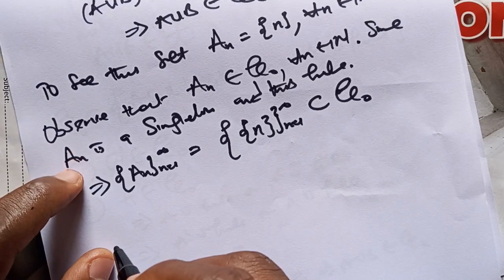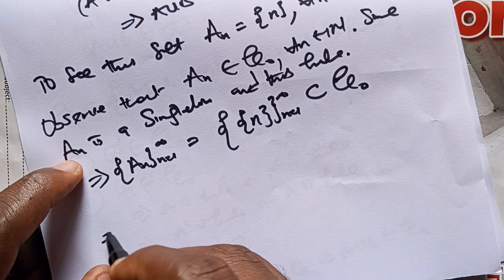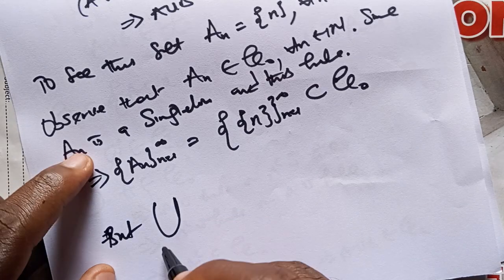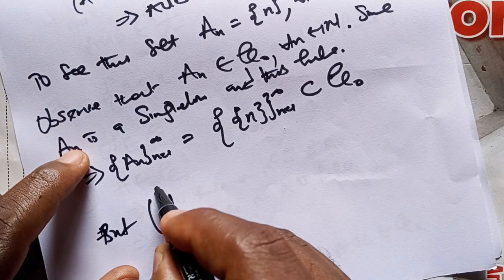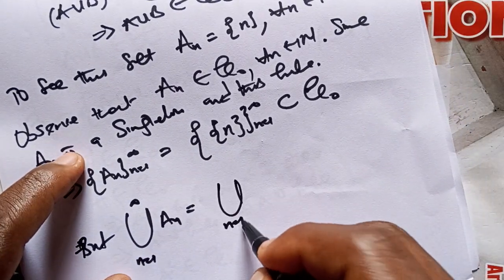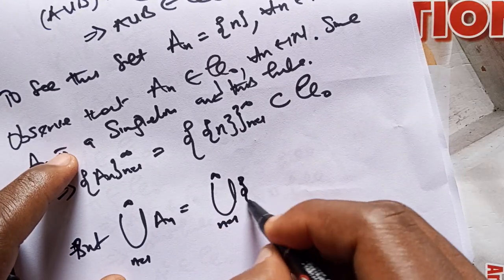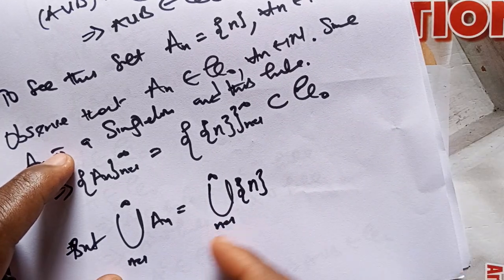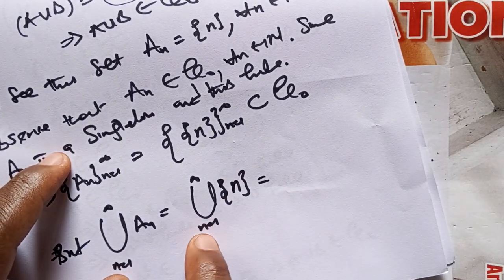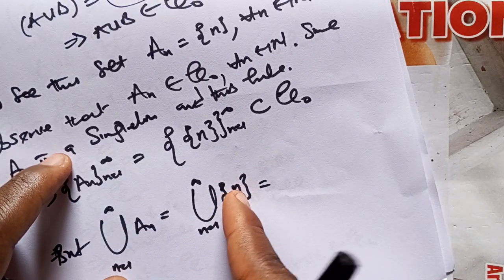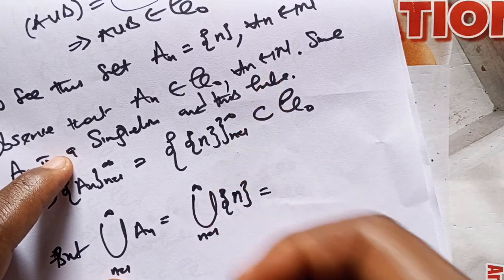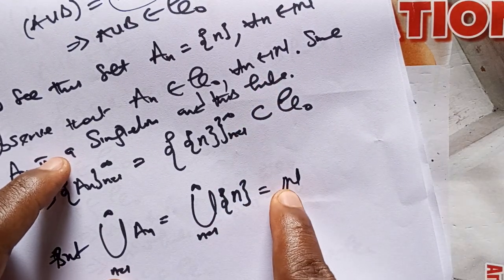So we have generated a countable sequence that is a subset of A naught. Let's see if the countable union is an element of this A naught. The countable union, n equal to 1 to infinity, of A_n is equal to the countable union, n equal to 1 to infinity, of what? The singleton {n}. Now of course, the countable union of the singleton sets {n}, where n is coming from the set of natural numbers, what will it give you?